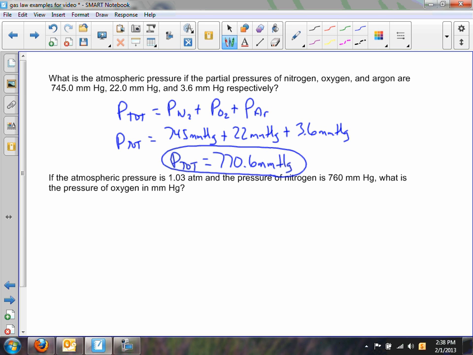Remember, when you add, the rule for significant digits is to round to the least precise measurement. This was to the tenths, that's the tenths, that's the tenths. So my answer needs to be to the tenths place.